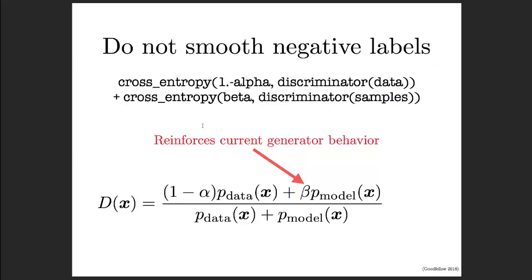If the generator is making lots of weird pictures of grids, and we assign beta times p model to those weird pictures of grids in the discriminator, we will just ask it to keep making weird pictures of grids forever. And the gradient near those images will not steer you away from them. So that's why we always set beta to 0 and only smooth using the alpha term on the left term.